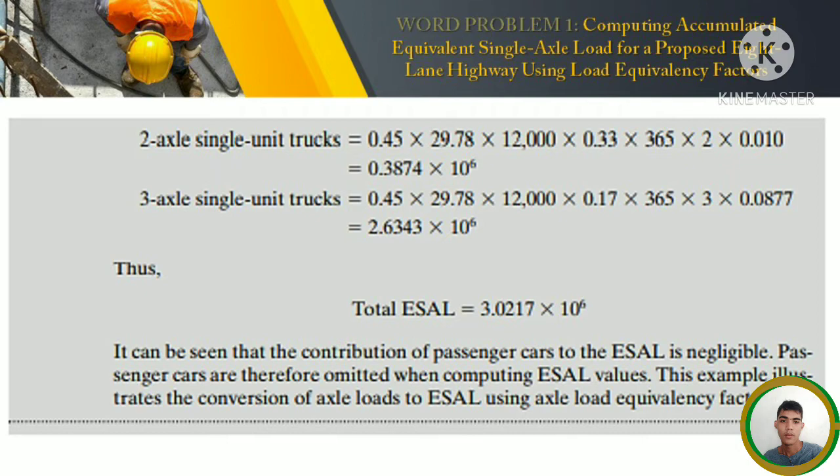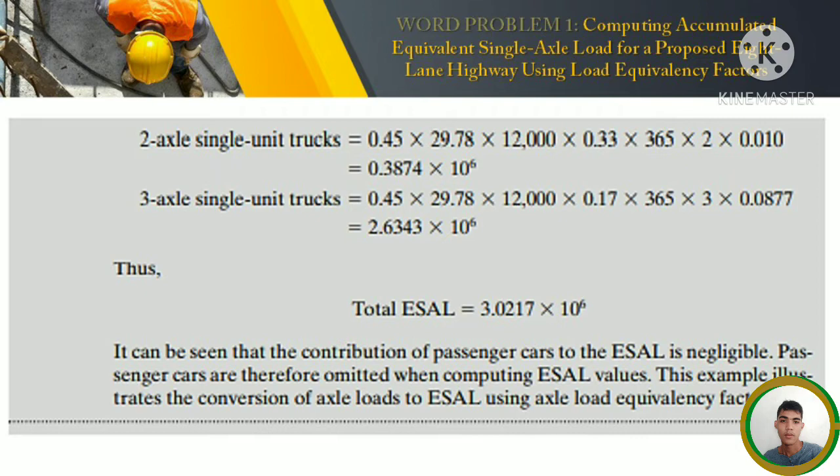To compute the ESAL for 2-axle single unit trucks, it is equal to 0.45 times 29.78 times 12,000 times the rate, which is 0.33, times 365 times 2 times 0.010, that is equal to 0.3874 times 10 raised to 6.